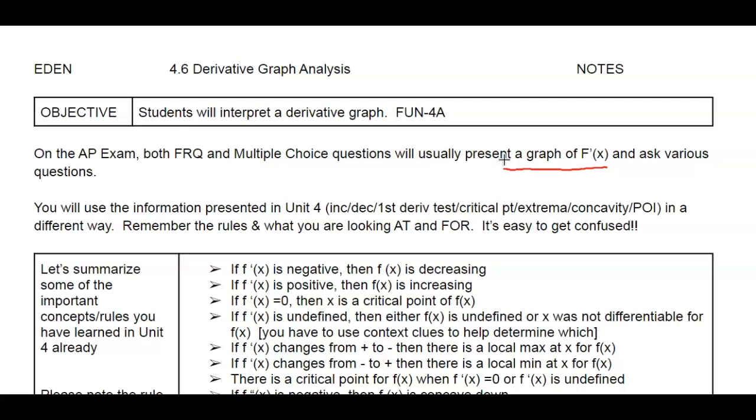So you're going to use all the information that we've talked about in Unit 4, like increasing, decreasing, first derivative test, second derivative test, extrema, concavity, points of inflection. But you want to keep in mind what the rules are, what you're looking at, what you're looking for. It's super easy to get confused. So this will help strengthen your understanding and also help strengthen, when you write things out, that you're very clear on the words that you're using and the notation.